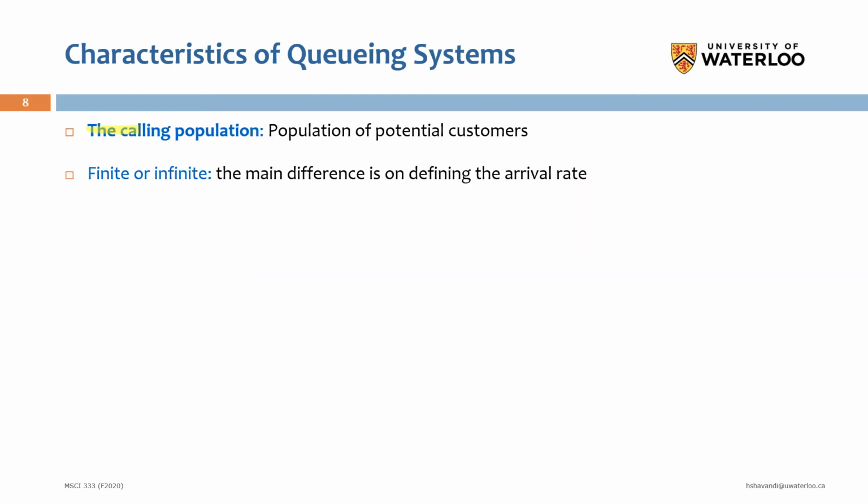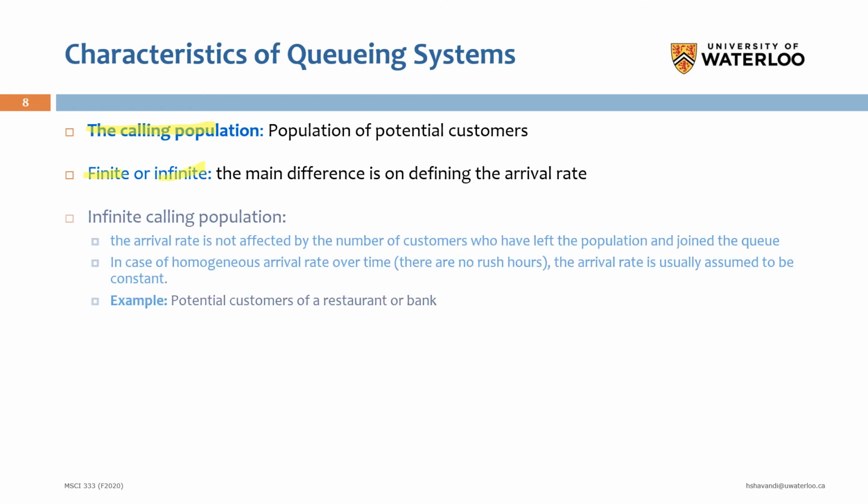The calling population includes all potential customers, and it could be finite or infinite. By infinite calling population, we mean that the arrival rate is not affected by the number of customers who are already served by the system. I mean, the calling population of customers is large enough, and after receiving the service, customers will join the calling population again for a future service. So in this case, we assume that the calling population is infinite. For example, the potential customers of a restaurant or bank.